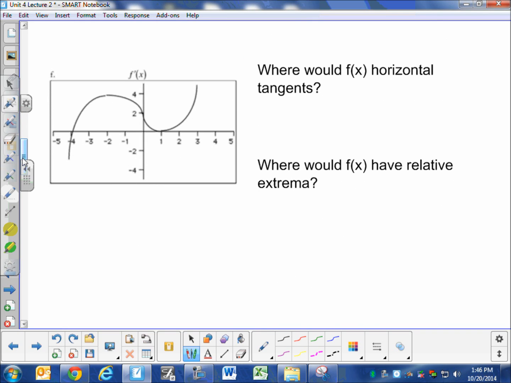Next question, where would f have horizontal tangents? So here's the graph of f prime. Again, this is f prime. It's very important to see that this is the graph of f prime. Horizontal tangents occur when f prime equals 0. When does this graph of f prime equal 0? At -4 and 1.